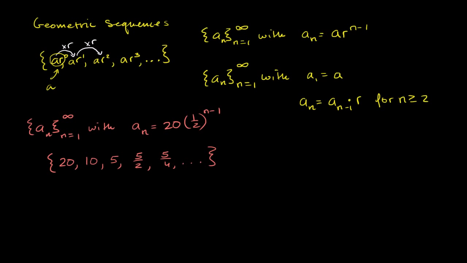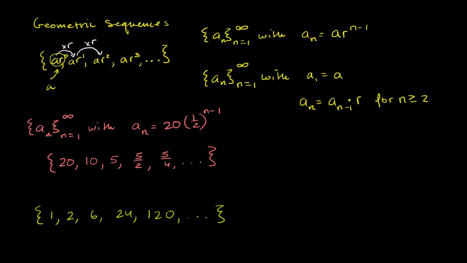Now let me give you another sequence and tell me if it is geometric. Let's say I start at 1, and then I'm going to go to 2, and then I'm going to go to 6, and then I want to go to 24, and then I could go to 120, and I go on and on. Is this a geometric sequence?